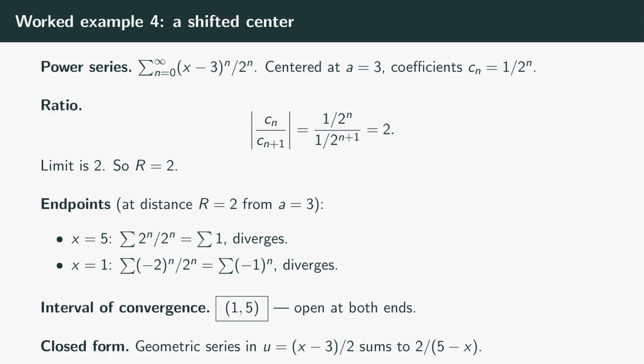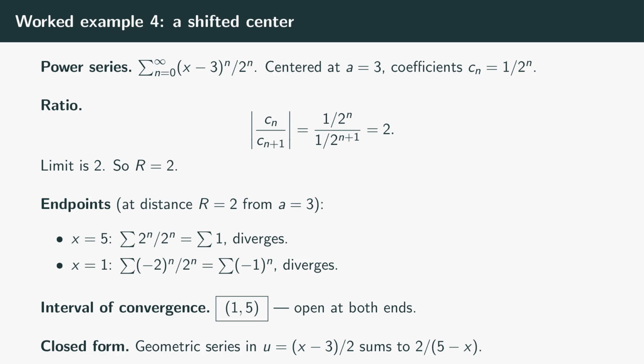Fourth example, non-trivial center. Consider the sum of the quantity x minus 3 to the n over 2 to the n, centered at a equals 3 with coefficients c sub n equals 1 over 2 to the n. Ratio 1 over 2 to the n over 1 over 2 to the n plus 1 equals 2. So r equals 2, and the series converges for the absolute value of x minus 3 less than 2, that is, x between 1 and 5.